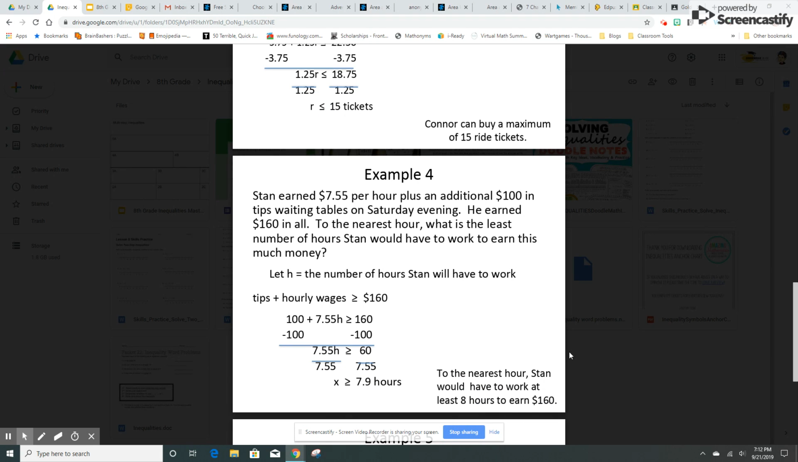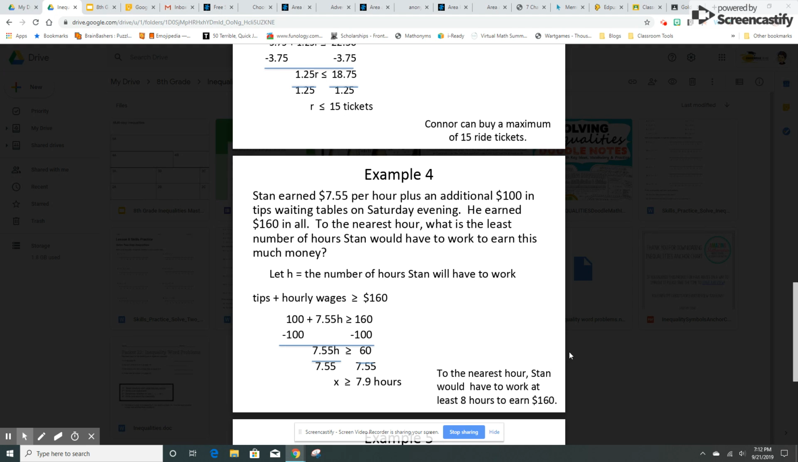Example 4. Stan earned $7.55 per hour plus an additional $100 in tips waiting tables on Saturday evening. He earned $160 in all. To the nearest hour, what is the least number of hours Stan could have worked to earn this much money?